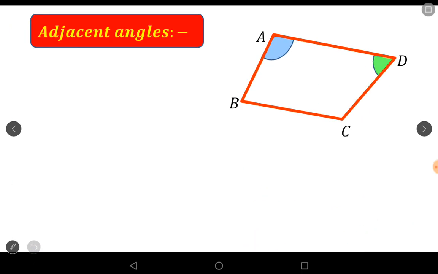Next one, adjacent angles. Observe the figure. Two angles have a common side. For example, angle A, angle D. These two have the common side AD. So these two are adjacent angles. Observe here, AB is the common side. Then A and B, these two are adjacent angles. B and C are adjacent angles. C and D are adjacent angles.